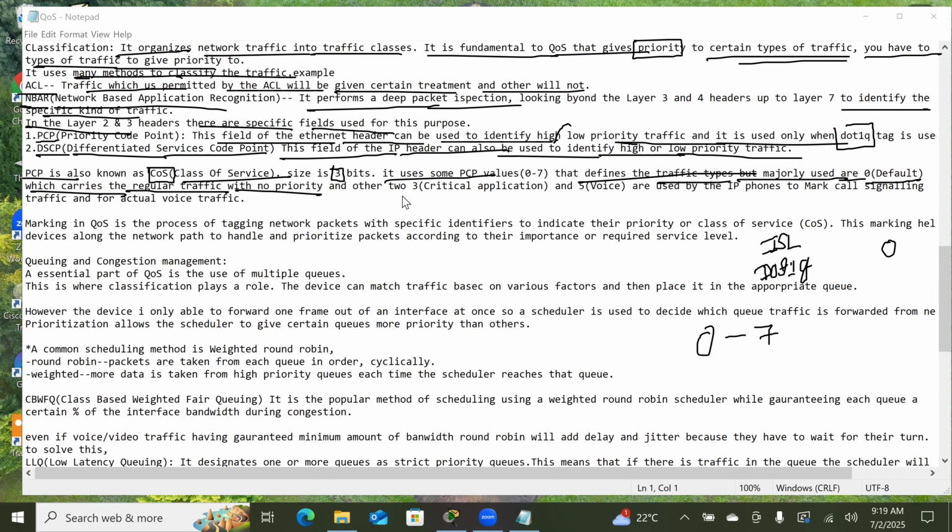And the other two are, one is 3. 3 means critical application service. And then 5 is what? If your packet has the PCP value 5, then that is voice data. These are used by IP phones to mark call signaling traffic and actual voice traffic. So 0 is for normal data, which doesn't have any kind of priority, 3 is for critical application data, and 5 is for voice data.